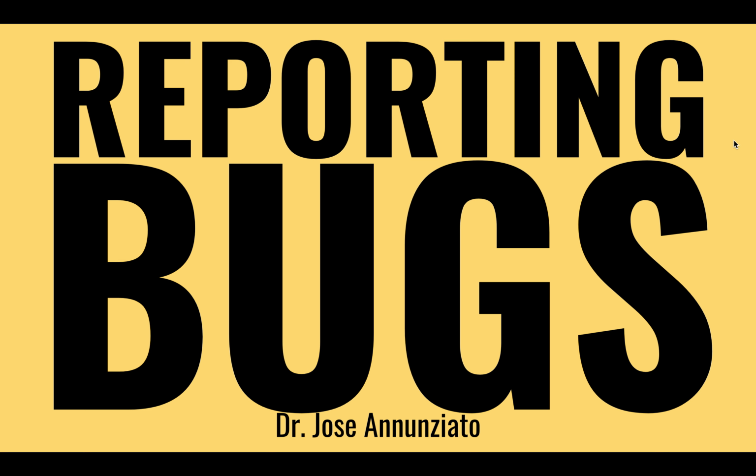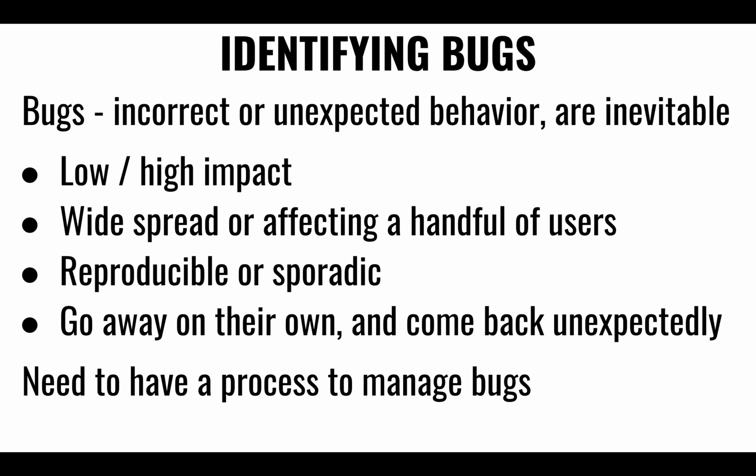All right, so let's talk about reporting bugs. At some point, we, as QA engineers or even ourselves, will find defects. It's inevitable. We are humans, and until we automate software development, there will be errors.